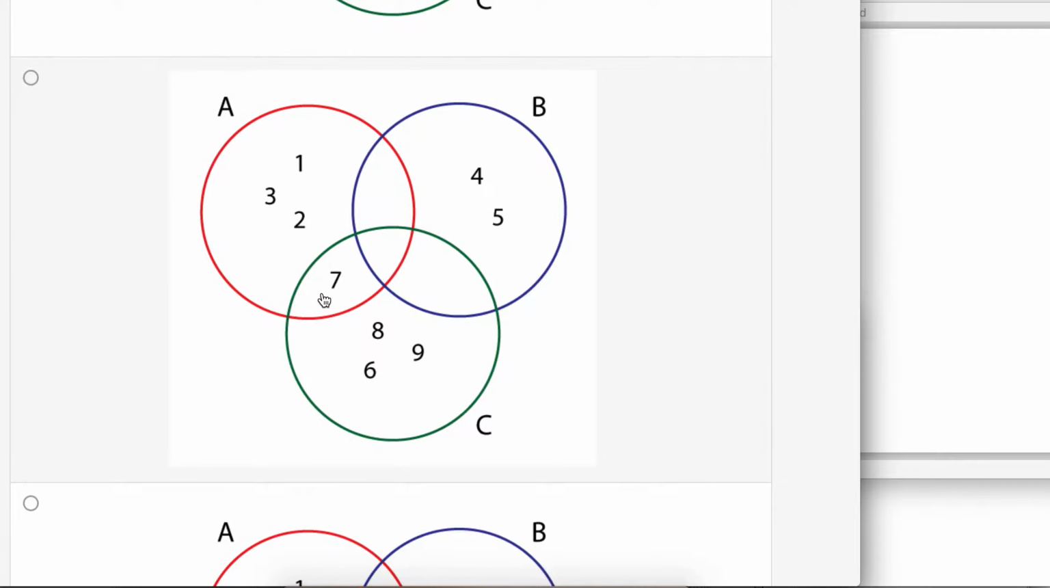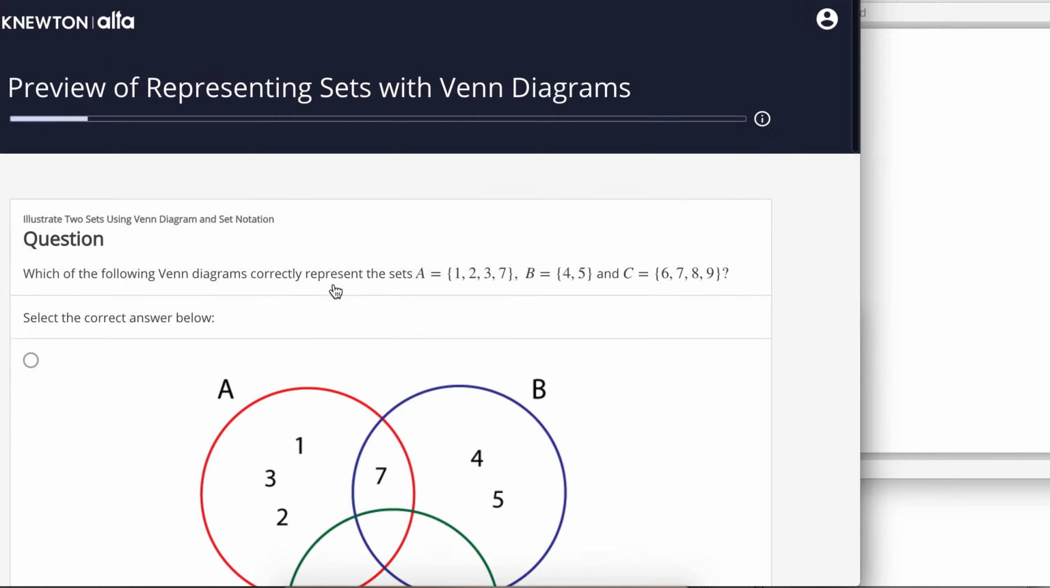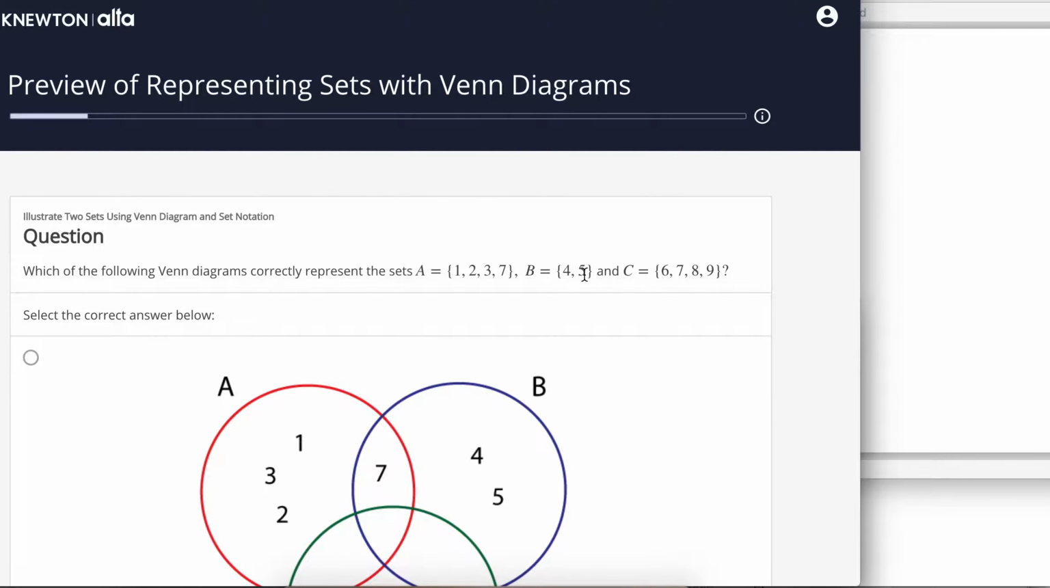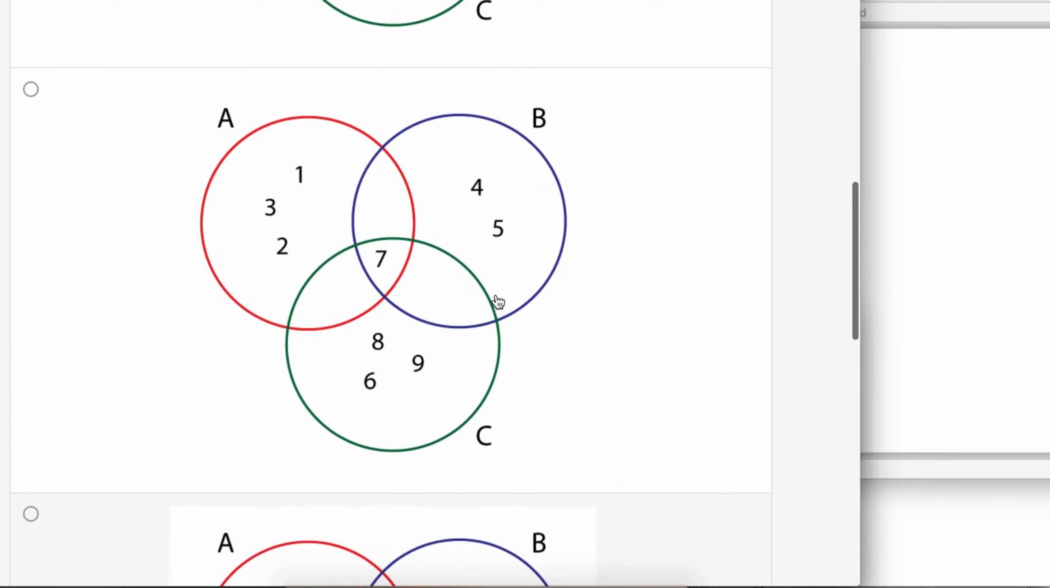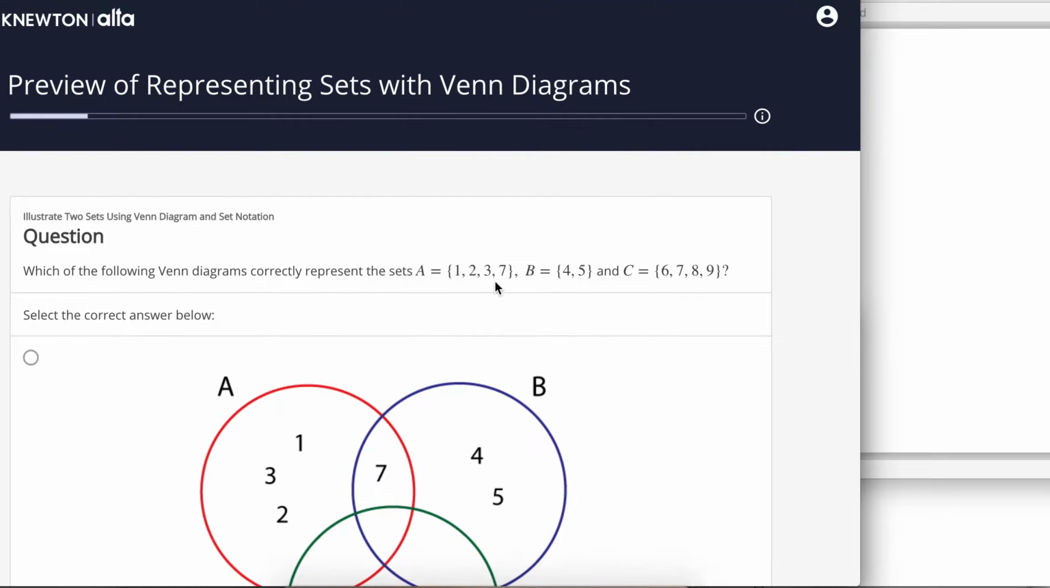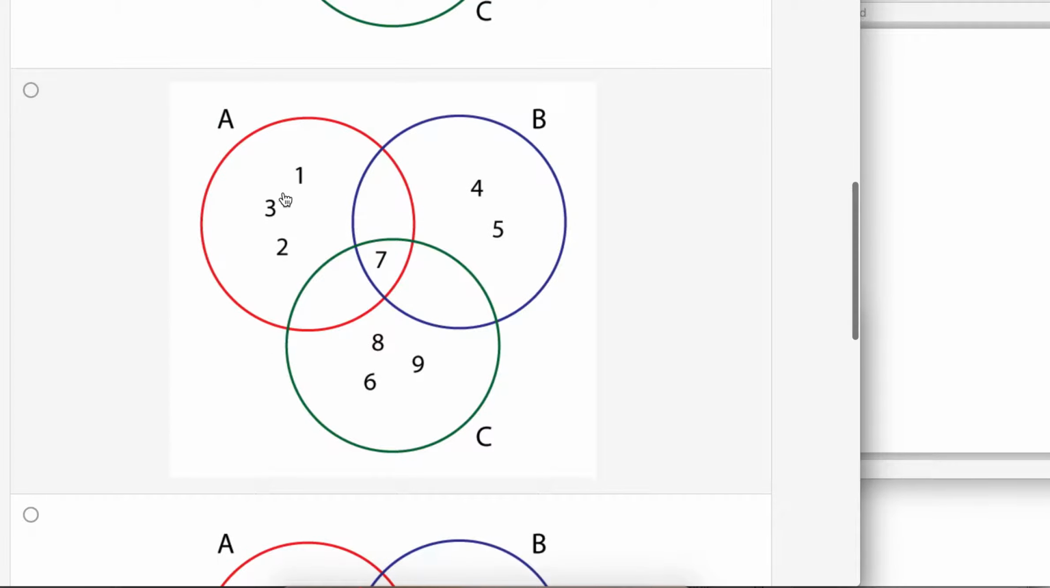Okay, here, this one looks good based on that 7 that we were talking about. We said just A and C share the number 7, so that part's checked off. So let's go check everything else. Set B is supposed to have 4 and 5, and that's not in any of the other sets. So that's good. B has 4 and 5.